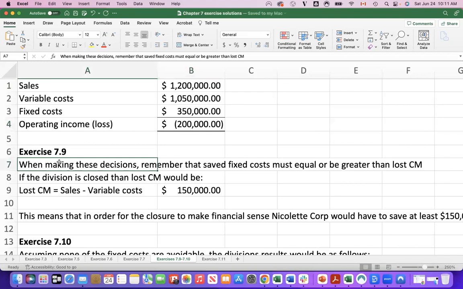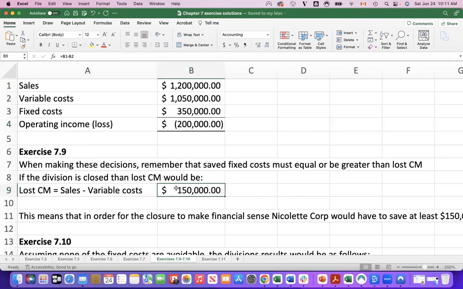So remember, when making these decisions, saved fixed costs must be equal or greater than the lost contribution margin that we would be giving up. What is our contribution margin in this example? Remember, contribution margin is the difference between sales and variable costs. So contribution margin is 150,000.